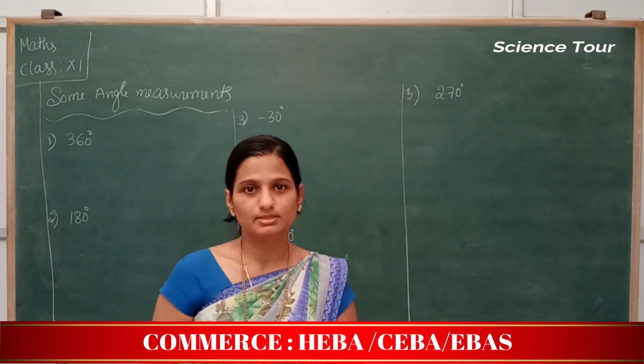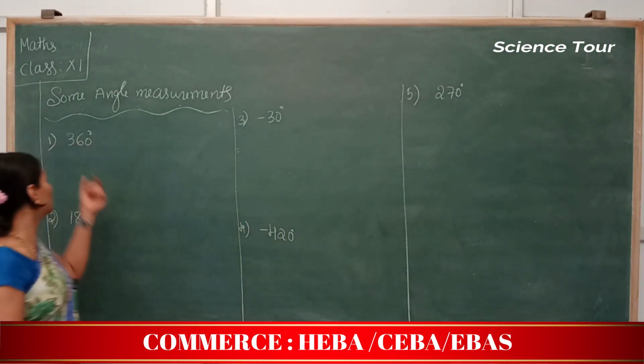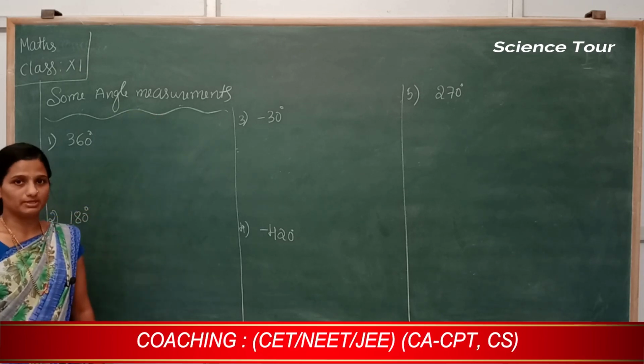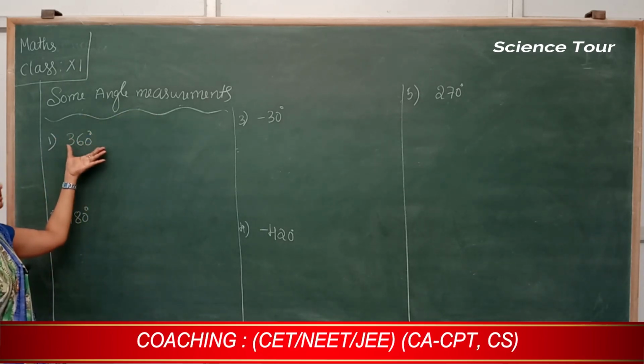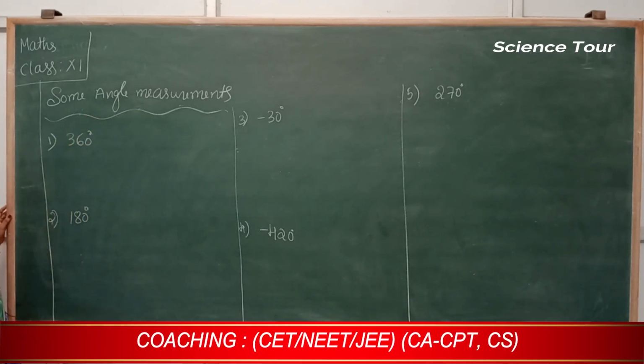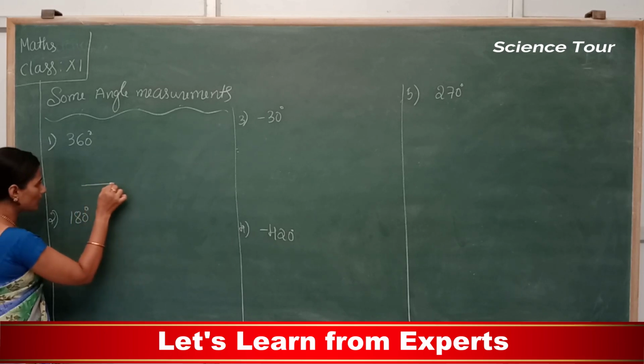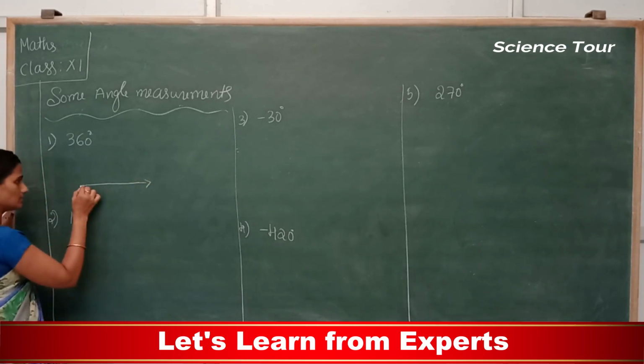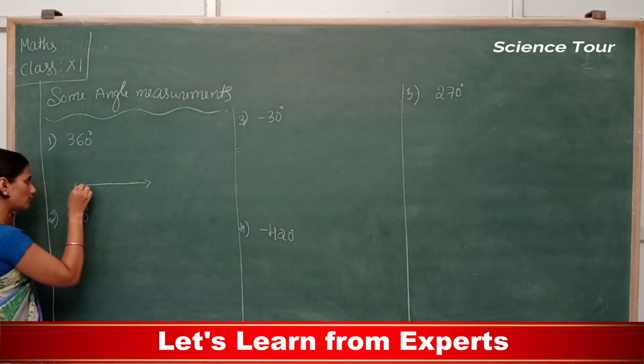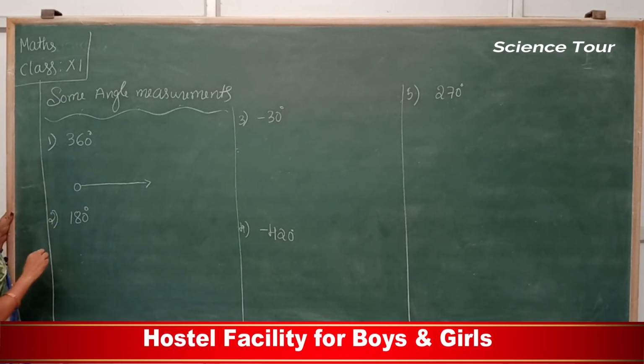Hello students, now today we will discuss some angle measurements. How to take the angles, how to draw this angle. So you know how to draw angle 360 degree, right? So how to draw this 360 degree? If this is your initial ray, this is the fixed point, the vertex. So I am drawing only the direction.